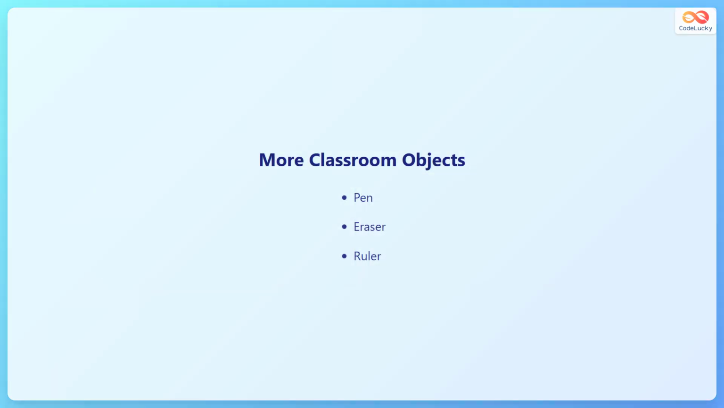Pens write smoothly with ink on paper. Erasers remove pencil marks from paper. Rulers measure straight lines and draw neat shapes accurately.